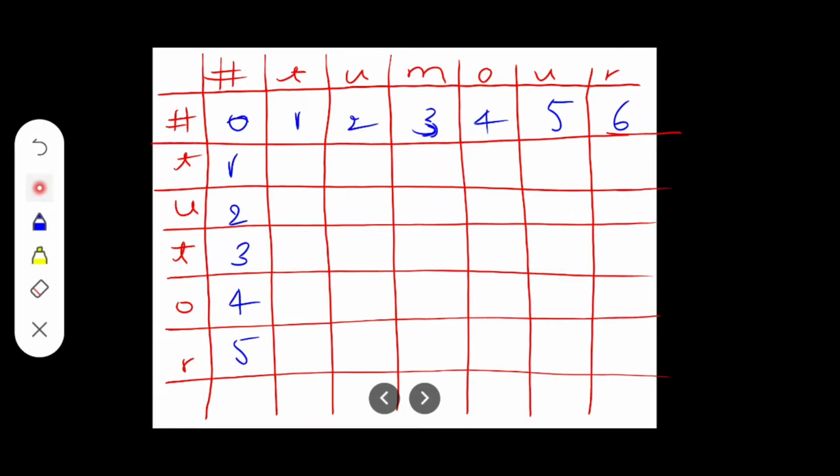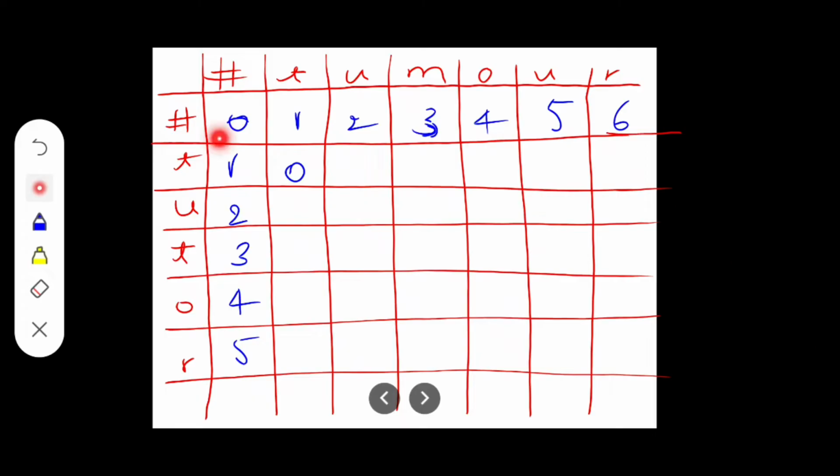That is, what's there in the diagonal element? It is 0, because T and T are equal. You compare this, this is the place we have to fill the value. So if both are equal, we have to take the diagonal element. So which is the diagonal element now? It is 0. So I am filling this box with 0.